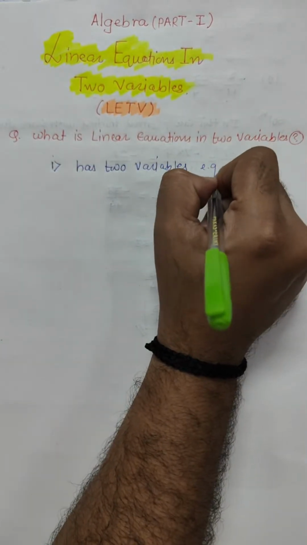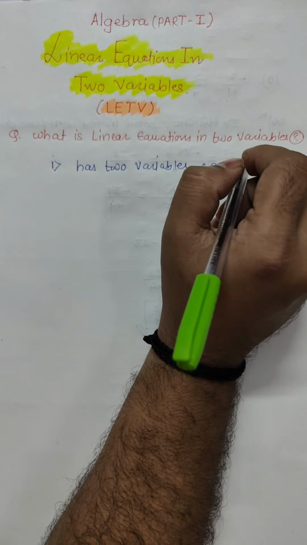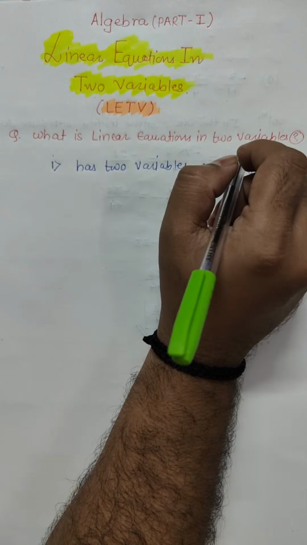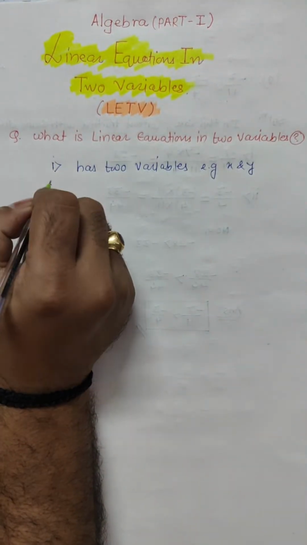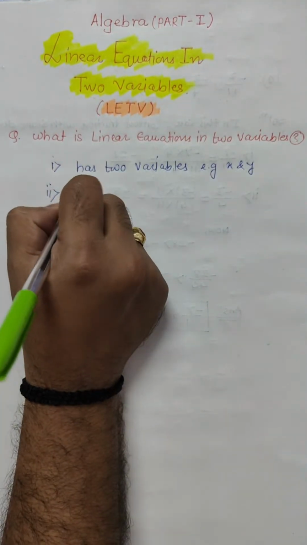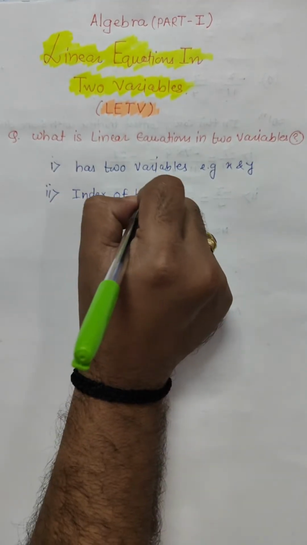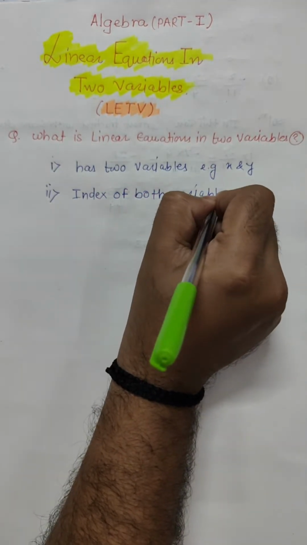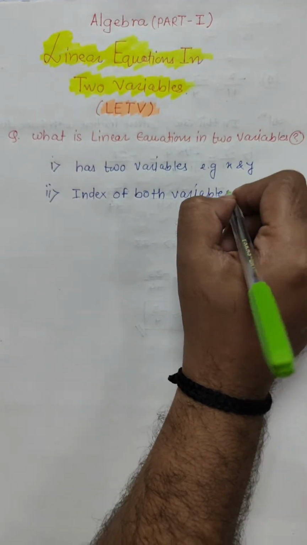Suppose, for example, x and y are the two variables, and the index of both the variables is 1. The index of both the variables is 1.